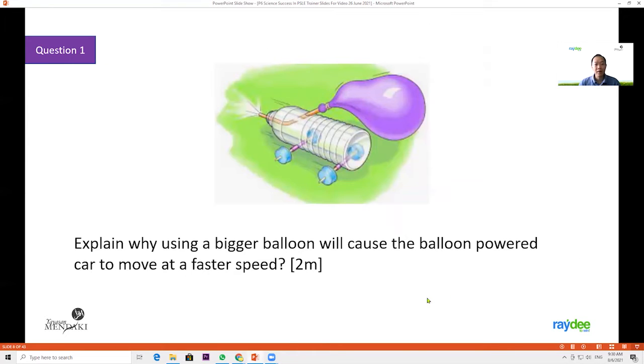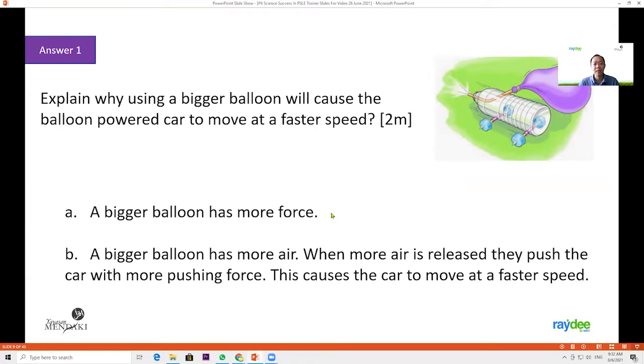So in the breakout room, these will be examples of questions that you have to go through with them. I will stress some of the things that you need to know and you need to ask. For example, in the breakout room, the students visiting just now have already gone through the forces. So here's one question for you. In front of you, you have a balloon powered car. Can you explain why using a bigger balloon will cause the balloon powered car to move at a faster speed?